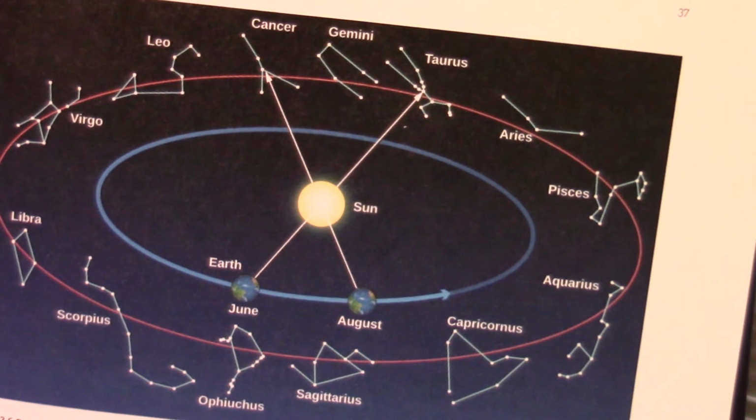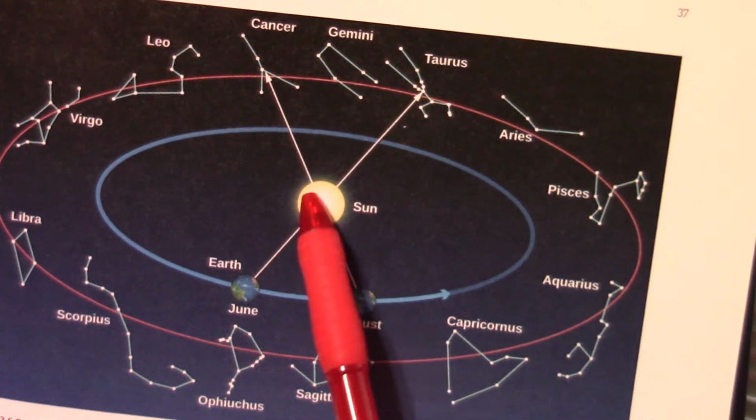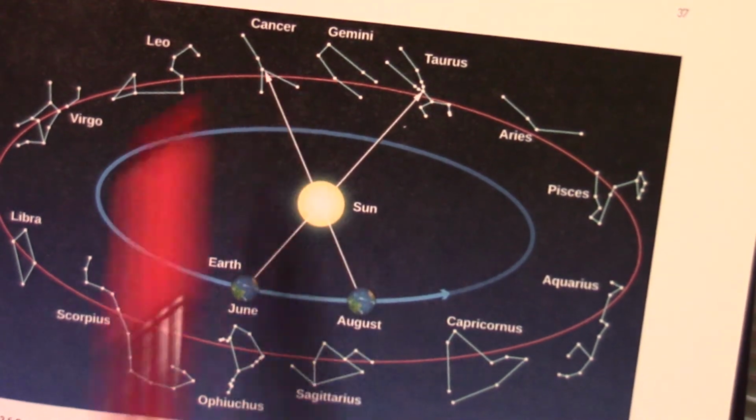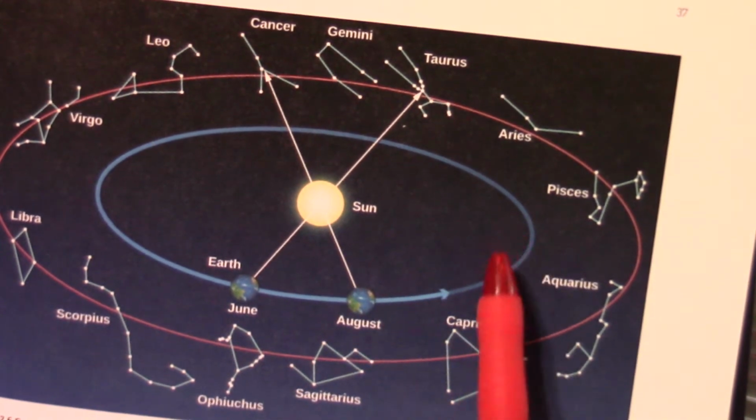So why does your birth star change? Well, June, July, August, a couple months later, if it's August and you look at the sun, don't look at the sun, but if you look at the sun, those stars back there are Cancer, right? And then you keep going: August, September, October, November.